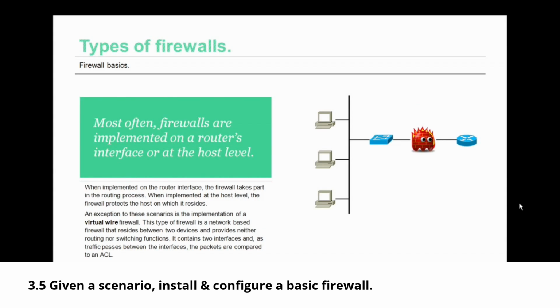Most often, firewalls are implemented on a router's interface or at the host level. When implemented on the router interface, the firewall takes part in the routing process. When implemented at the host level, the firewall protects the host on which it resides. There is an exception to these scenarios, and it's the implementation of a virtual wire firewall. This type of firewall is a network-based firewall that resides between two devices and provides neither routing nor switching functions. It contains two interfaces, and as traffic passes between those interfaces, the packets are compared to an ACL. But it's usually not used to protect a specific host, and it does not take part in the routing function.